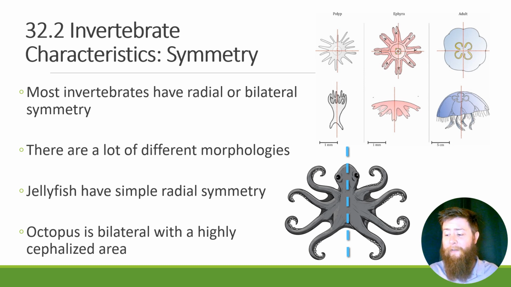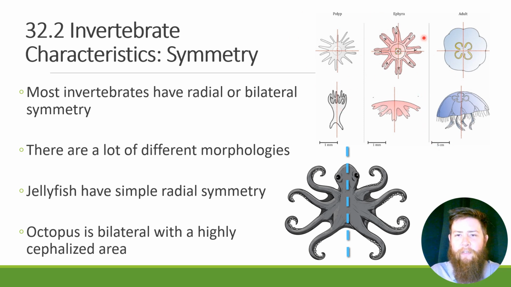All right, our next topic is going to be on invertebrate characteristics, and we're going to start with the topic of symmetry. So most invertebrates have what we call either radial or bilateral symmetry, and there are a lot of different morphologies and different kinds of looks to invertebrate animals. So jellyfish have simple radial symmetry here.